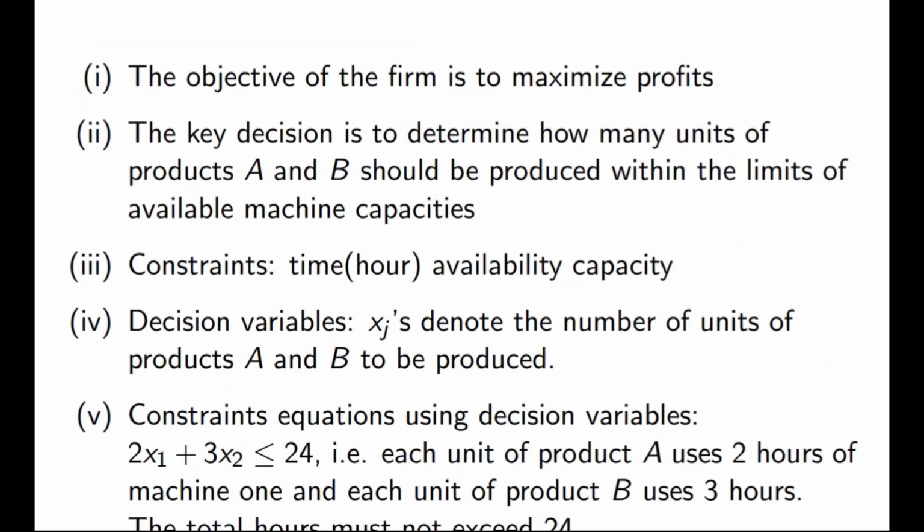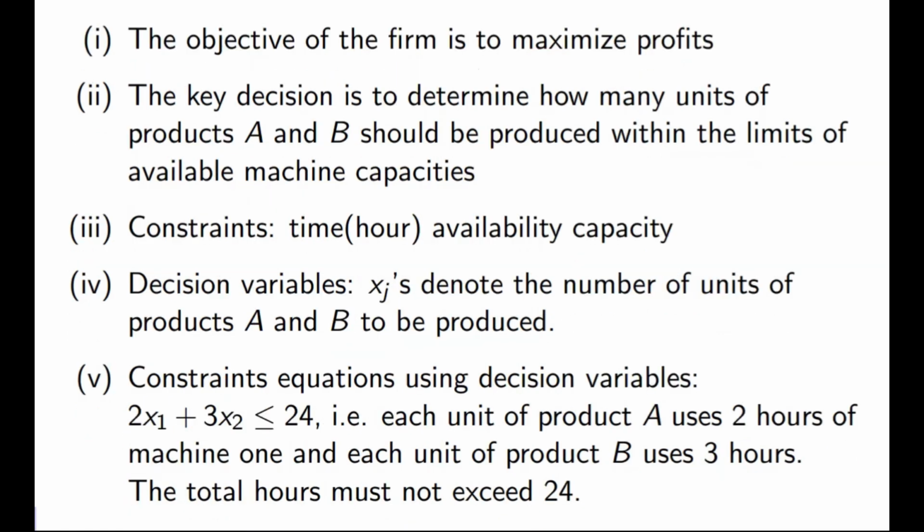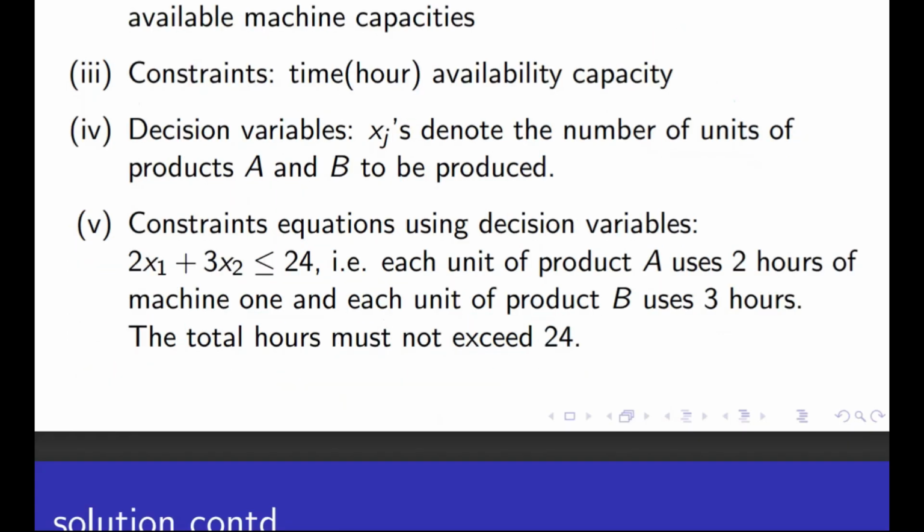The solution. The objective function of the firm is to maximize profits. The key decision is to determine how many units of product A and B should be produced within the limits of available machine capacities. Constraints: time, hour, available capacity. Decision variables xj's denote the number of units of product A and B to be produced. Constraint equation using decision variables: 2x1 plus 3x2 is less than or equal to 24, i.e., each unit of product A uses 2 hours of machine 1 and each unit of product B uses 3 hours. The total hours must not exceed 24.